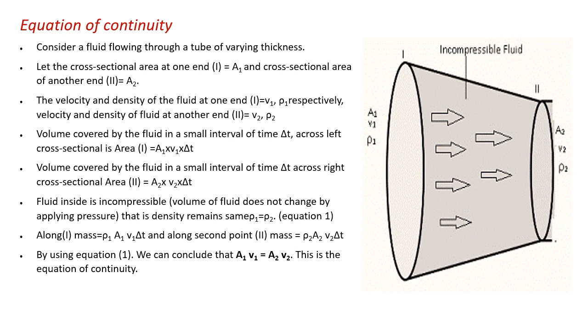Now you know that mass is equal to density into volume. So mass at A1 cross-sectional area will be ρ1 into A1 into V1 into delta t. And similarly for the second point, it will be ρ2 A2 V2 delta t. So you can say that A1 V1 is equal to A2 V2, and this one is the equation of continuity.